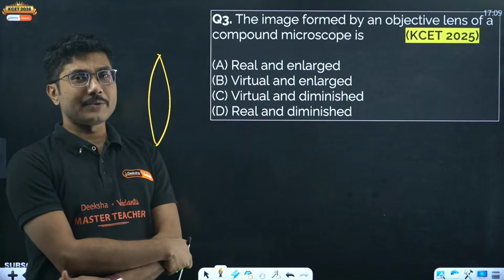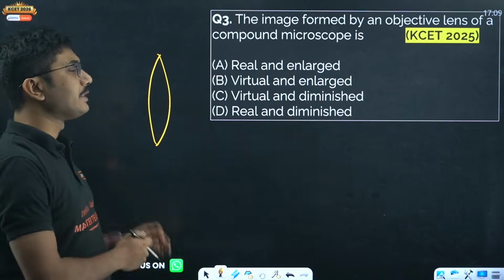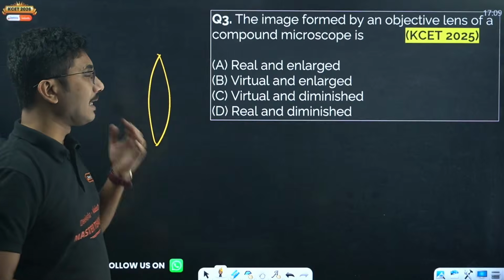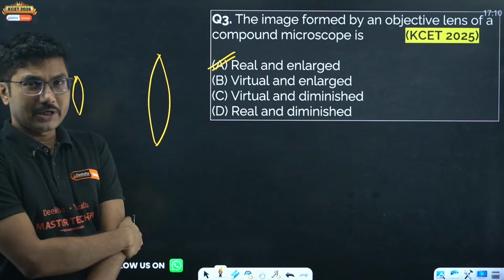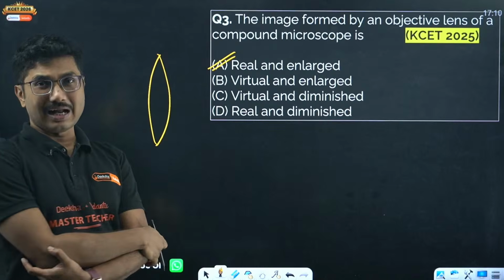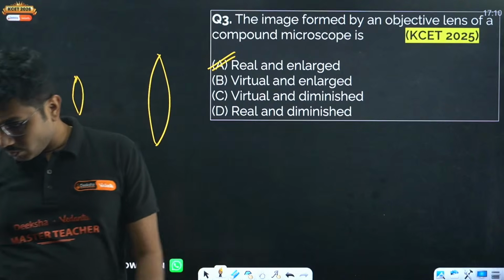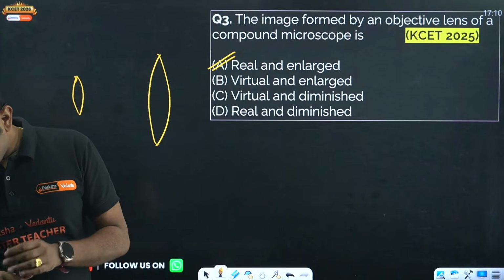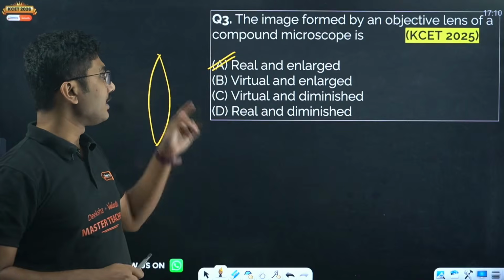The final image can be virtual. The final image is actually virtual, by the eyepiece, because it gives you a more enlarged image. So the first level of enlargement happens by the objective, so it will give you a real and enlarged image. Not virtual. Remember that it will always be real and enlarged. Not B, it is real and enlarged.